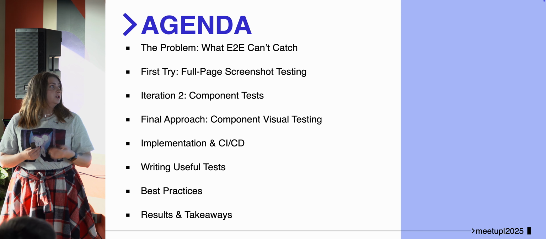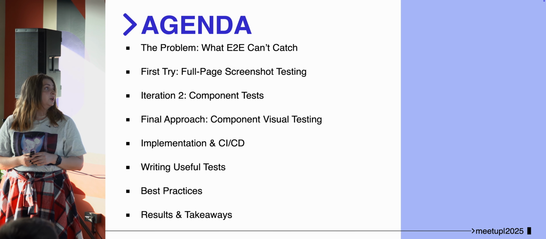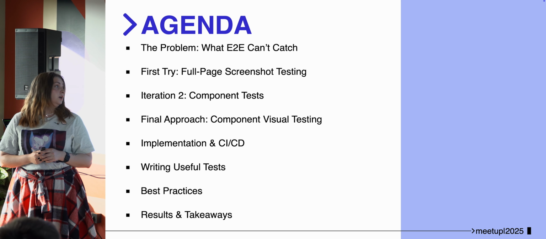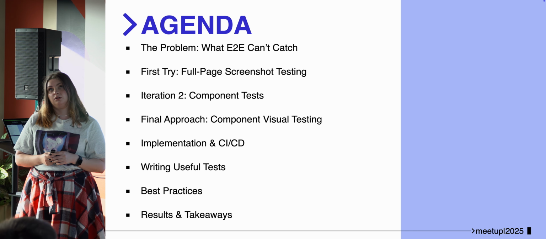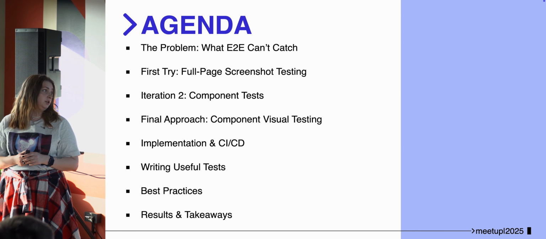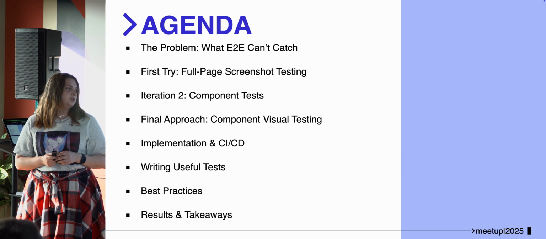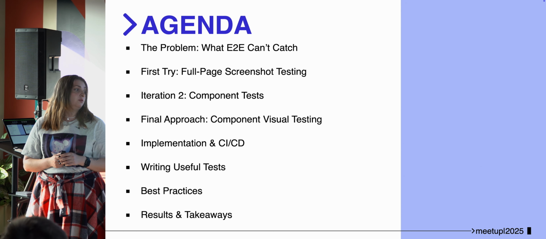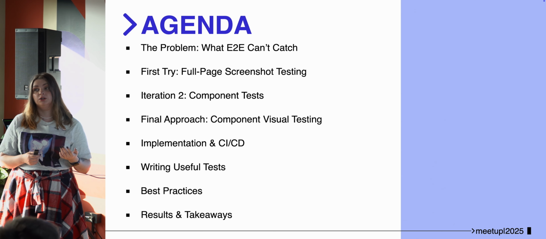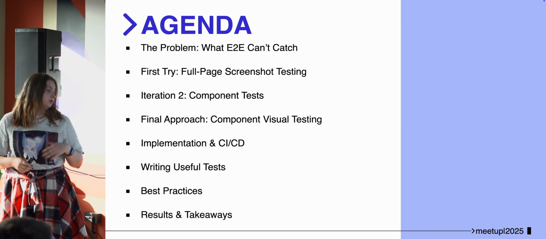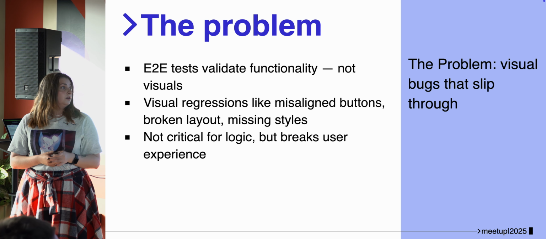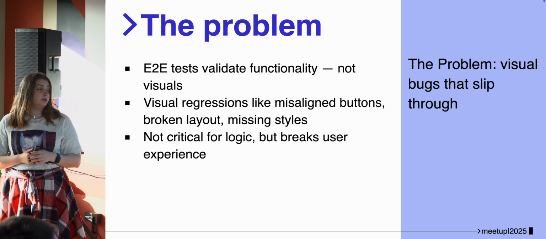And today I would share different topics: our main problem and what end-to-end tests can catch. First, our try to stabilize our UI confidence with full page screenshot testing, our second iteration, component tests, how we chose our final approach, component visual testing, how we implemented it into CI/CD and quality gates, how to write useful tests, best practices, our results, and takeaways. So let's go to the first problem.